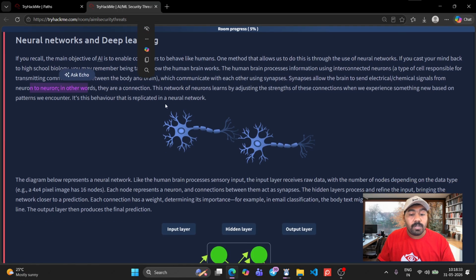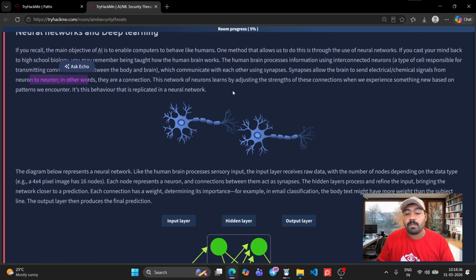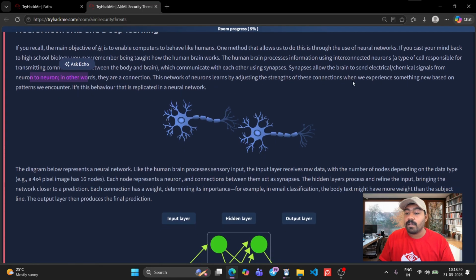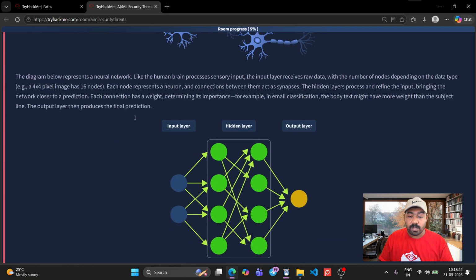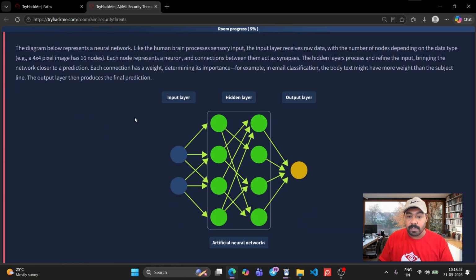This network of neurons learns by adjusting the strength of these connections when we experience something new, based on the patterns we encounter. It's this behavior that is replicated in the neural network. The same concept is implemented here. The diagram below represents the neural network, a neural network in AI.